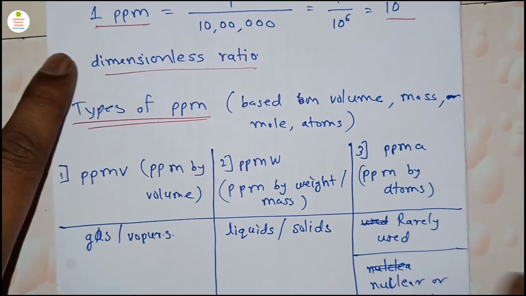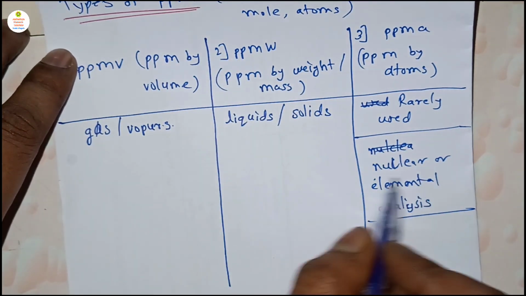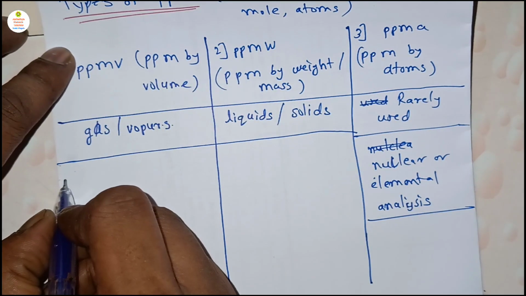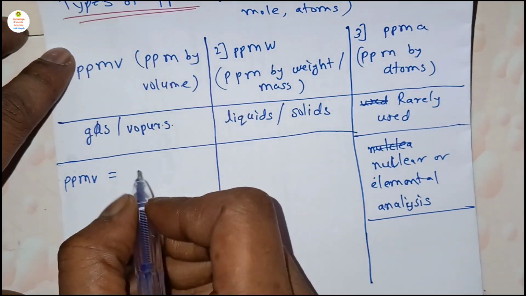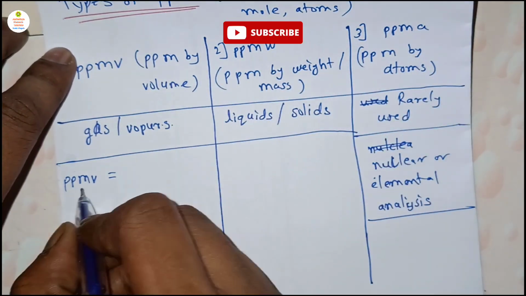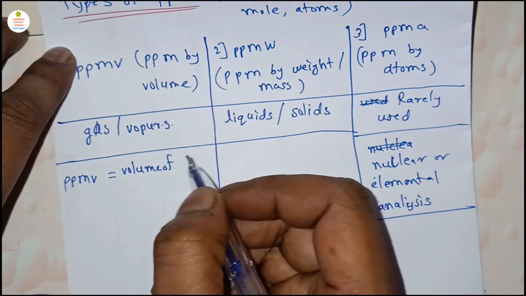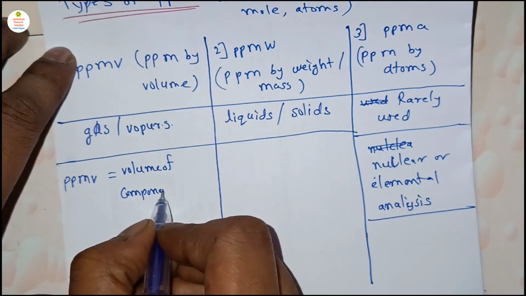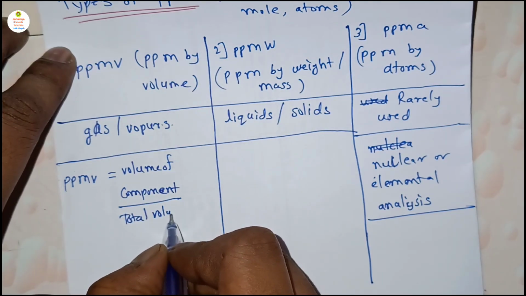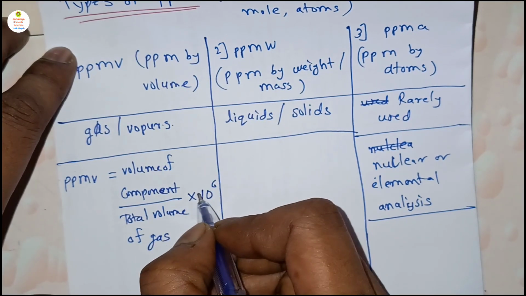Further, now I am writing down the formula for ppmv, which is equal to volume of component upon total volume of gas into 10 raised 6.